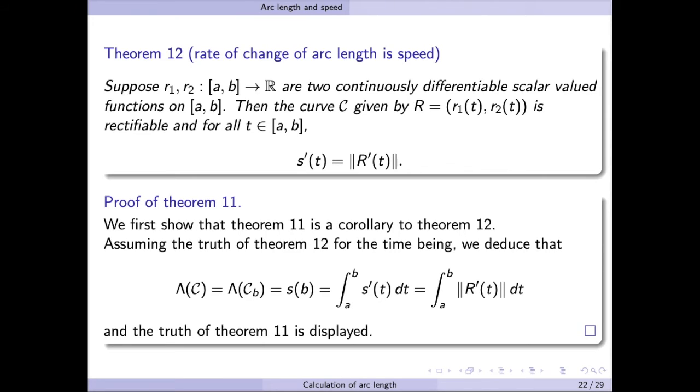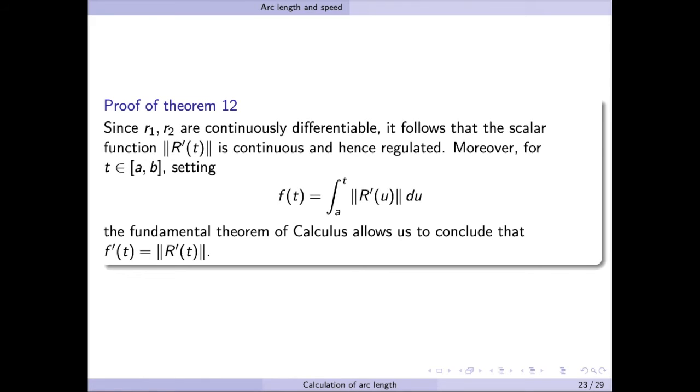So now we see that lambda of C, using the earlier notation from the definition of the arc length function, equals lambda of C sub b, which equals s of b. In fact, this is equal to s of b minus s of a, but by the definition of s of a, we know that s of a equals 0. Now s of b can be written as the integral from a to b of s prime of t dt by the fundamental theorem of calculus. And if theorem 12 holds to be true, then we can replace s prime of t with the norm of r prime of t. And then that will complete the proof of theorem 11. Finally, to prove theorem 12 itself, we proceed as follows.